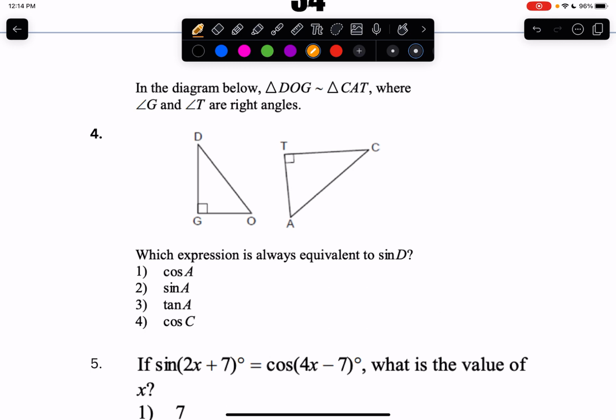Which expression is always equivalent to sine of D, right? So if we're doing our normal with just one, I'd be looking for cosine of O. But if you look, there is no cosine of O, right? But you know you're looking for cosine, so you would have to eliminate the sine of the tangent, because the corresponding here would be C, and there's no sine of C. So now you're looking at what matches with O, A. So those are the same.